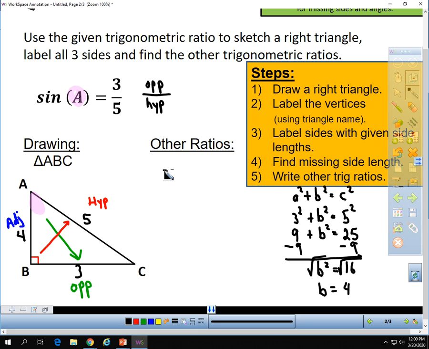The last step would be to write the other trig ratios. We already have sine, therefore we need to find cosine of A. And we also need to find tangent of A. Cosine is the adjacent over the hypotenuse. Adjacent is 4. Hypotenuse is 5. Tangent is opposite over adjacent. The opposite is 3. The adjacent is 4. And this concludes the problem.